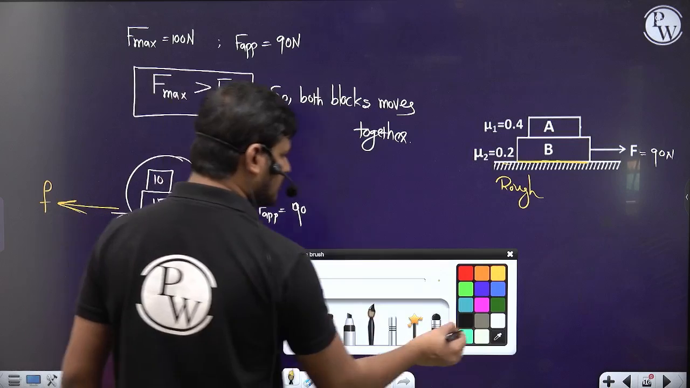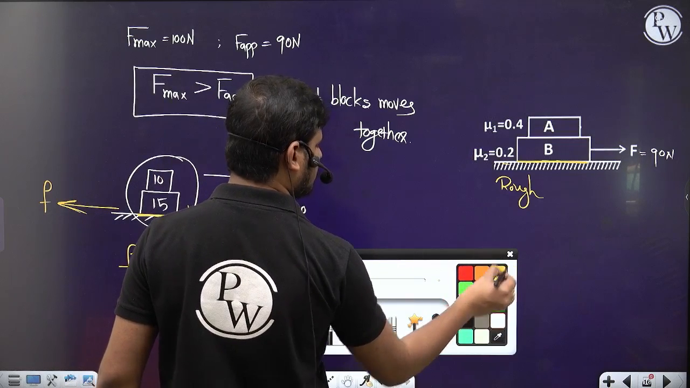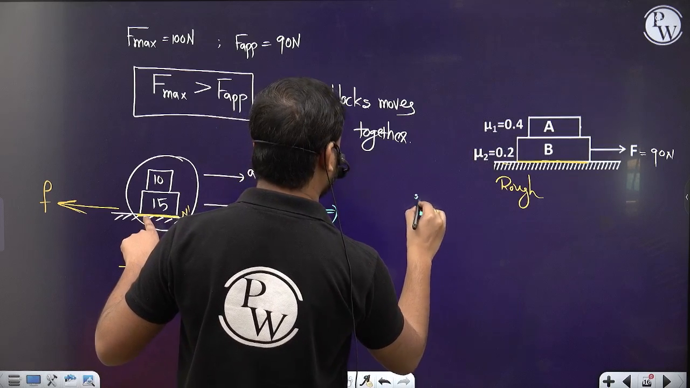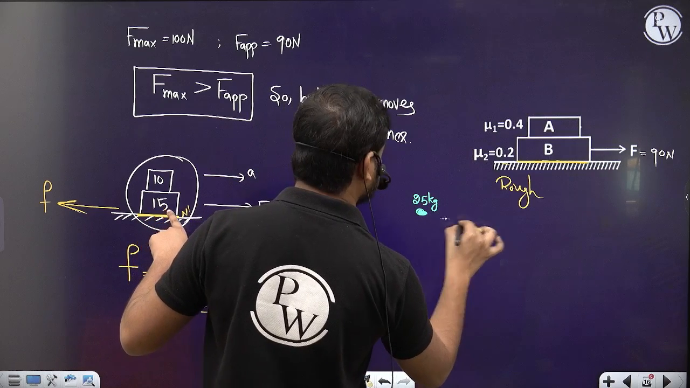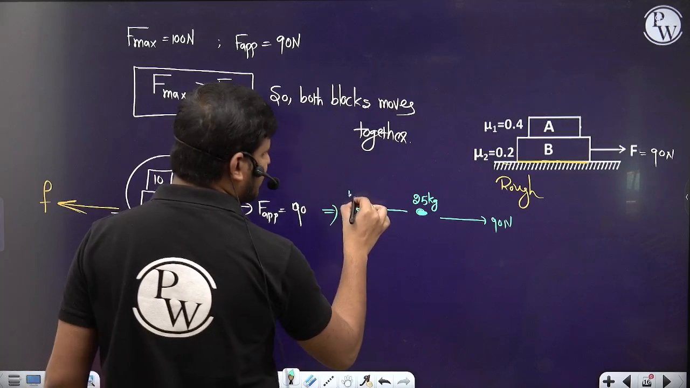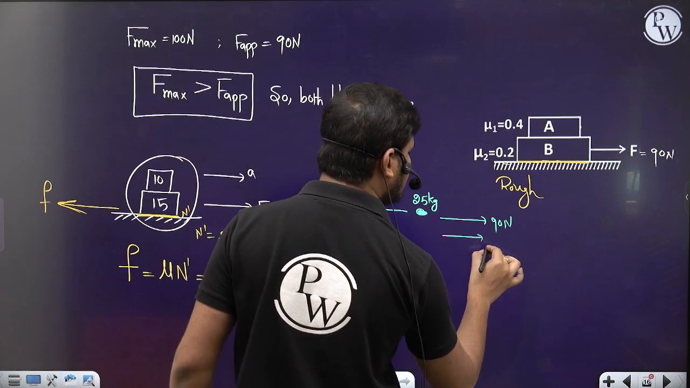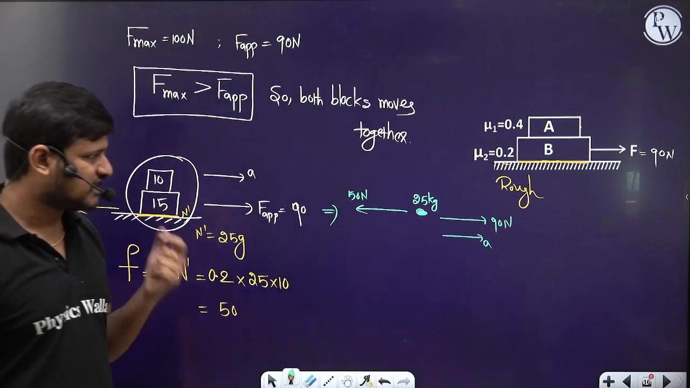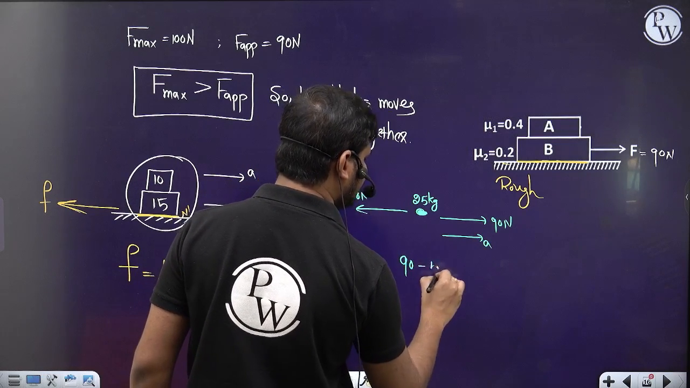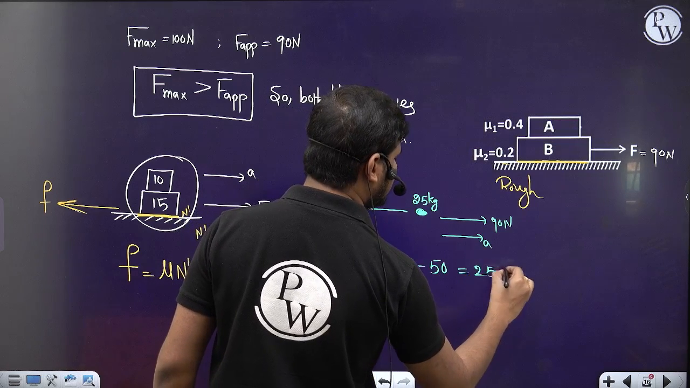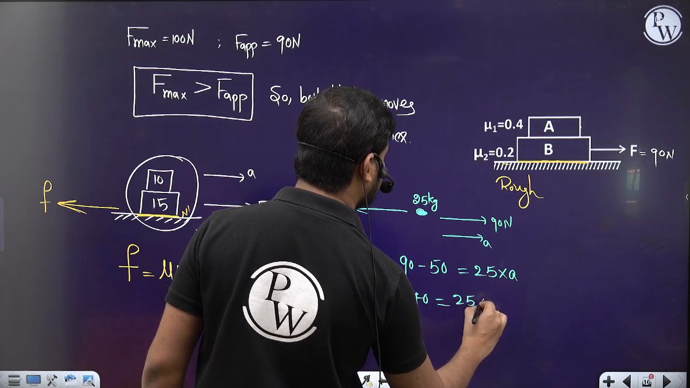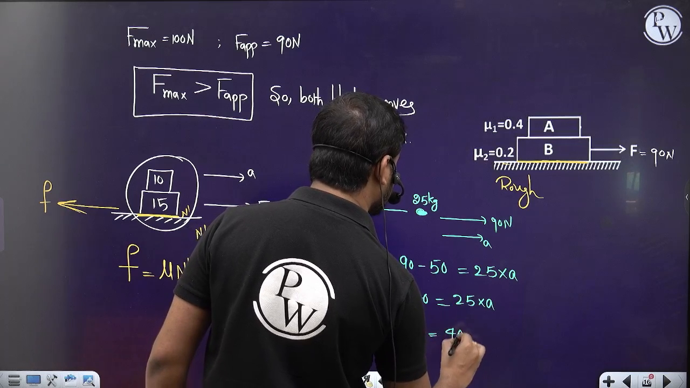So if you draw the free body diagram of this situation, see here. This is the whole mass. What is this total mass? 25 kg is the whole mass. On this, 90 newtons is acting to the right side. And then the friction force, 50 newtons, is acting to the left side. And the acceleration will obviously be to the right side. Yes or no? So now apply Newton's second law. More force minus less force, 90 minus 50 is equal to mass 25 into the acceleration A, obviously. So this is going to be 40, which is equal to 25 into A. So from here, the acceleration A is equal to 40 by 25.